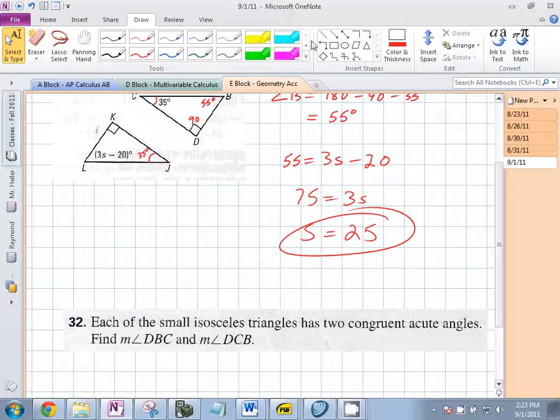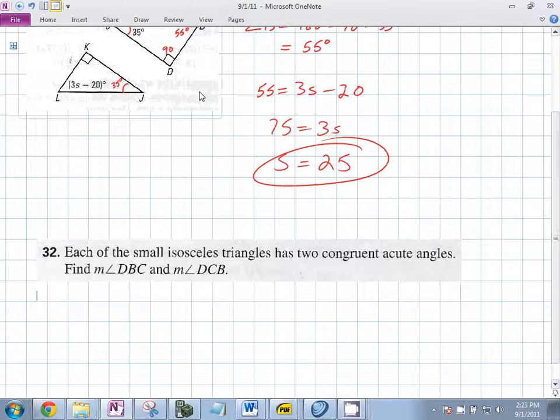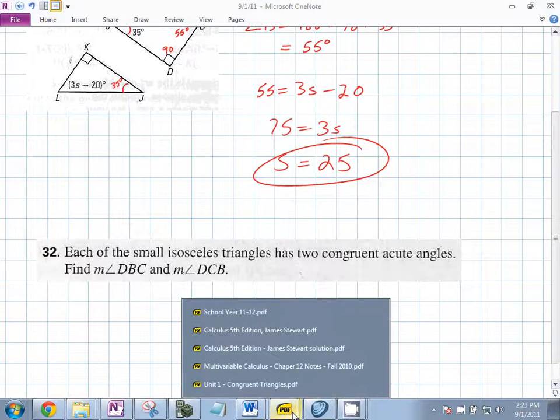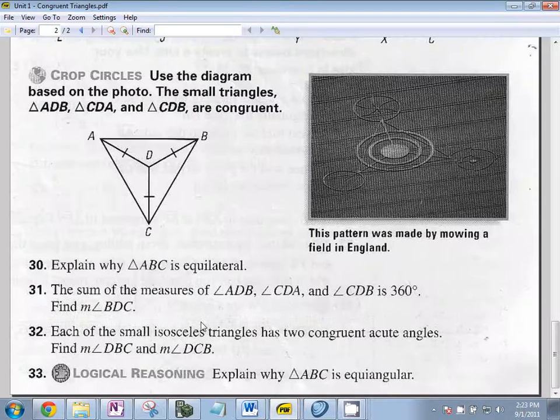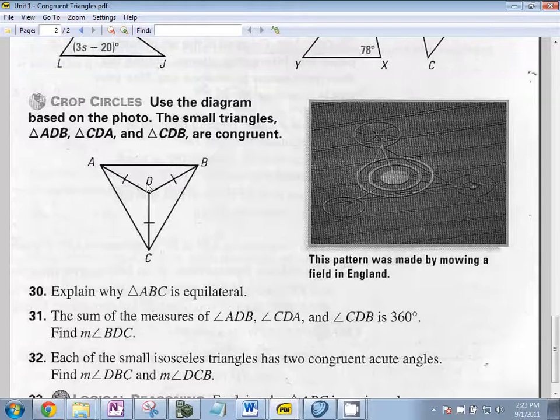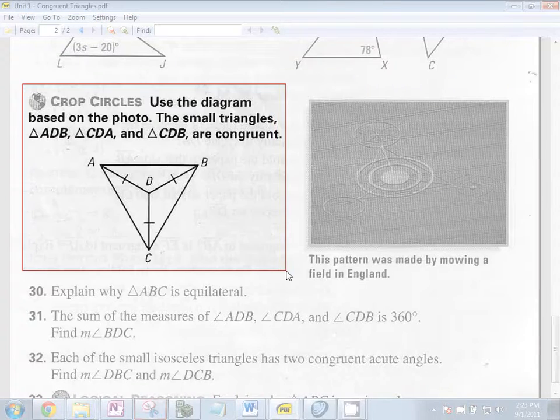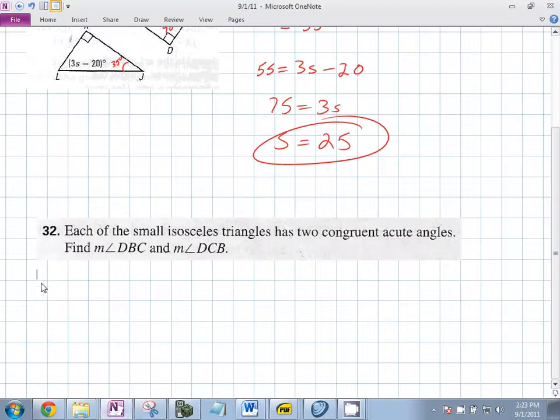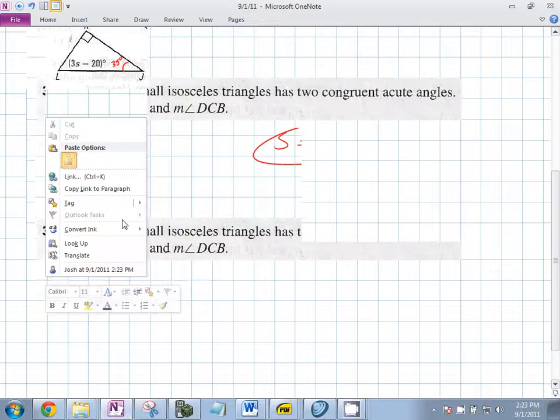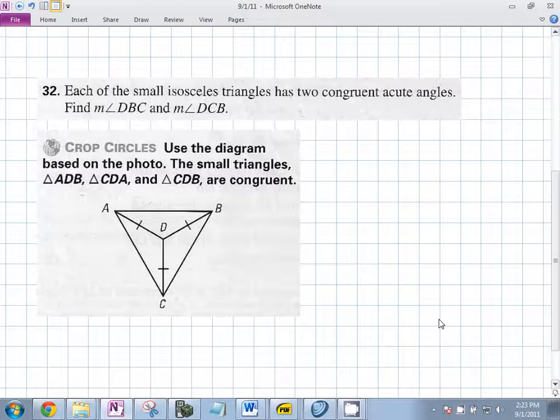Each of the small isosceles triangles has 2 acute angles. Find angle DBC and the measure. Am I missing a diagram here? Yeah, I need this right here. Hold on a sec. Yes, Dixon. I was going to explain how to do it before you said you were missing something.